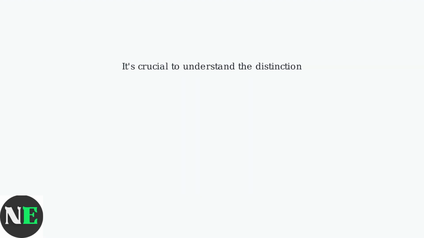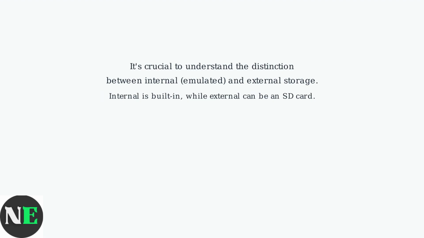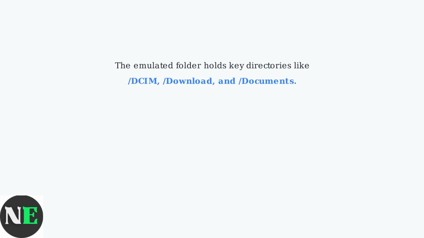Accessing this folder directly has become more controlled due to Android's focus on privacy with scoped storage. It's crucial to understand the distinction between internal, emulated, and external storage. Internal is built in, while external can be an SD card. The emulated folder holds key directories like DCIM and Documents.